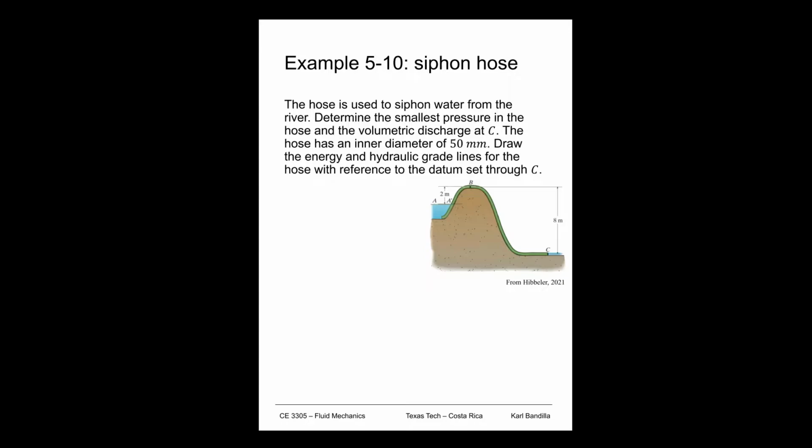We're also asked to find what the lowest pressure is. Now we can already say, if we are going to think about what the lowest pressure is going to be, well, the velocity is going to be constant in the hose, so that means the pressure is going to be the smallest where the elevation is going to be highest, at point B. But we'll get there. I think we'll start to find what our flow rate is.